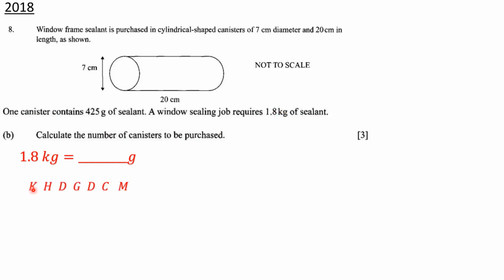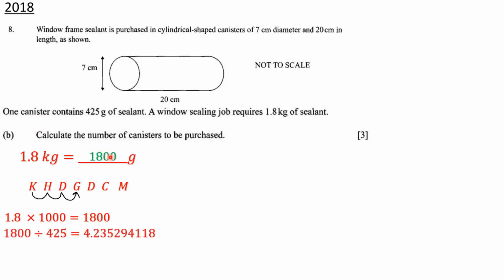We use our acronym, knock him down, Grammy, don't commit a murder. And we're moving from kilograms to grams, so we're going to move in that direction to the right. So we move how many times? 1, 2, 3. And so what that means is that we're going to multiply 1.8 times 1,000 to get 1,800. So 1.8 kilograms is 1,800 grams.